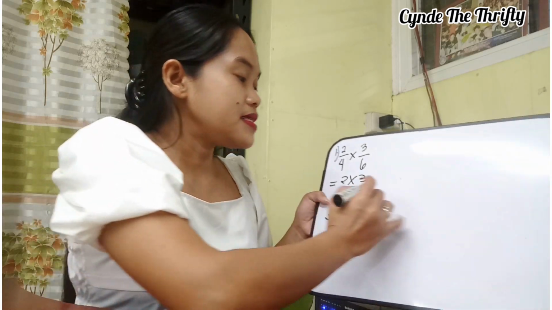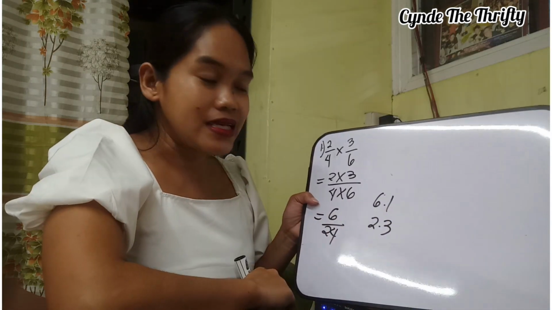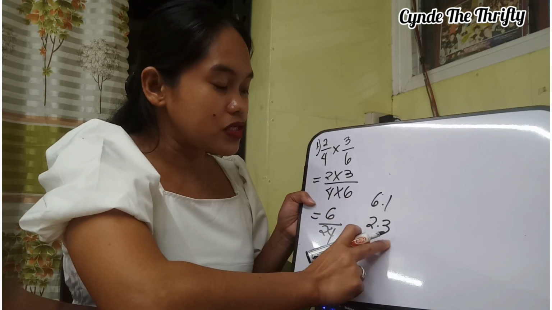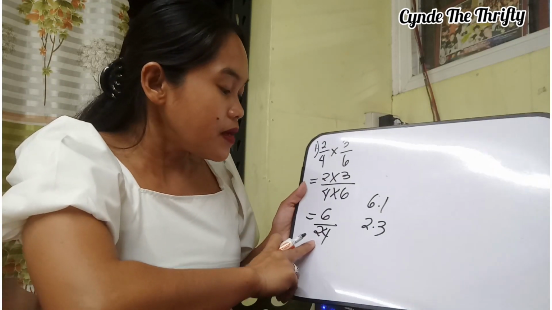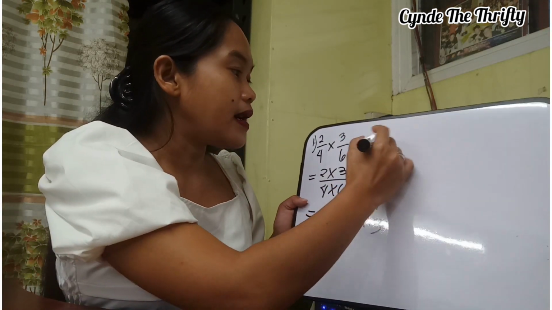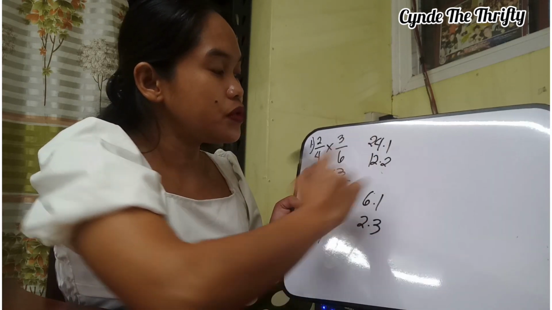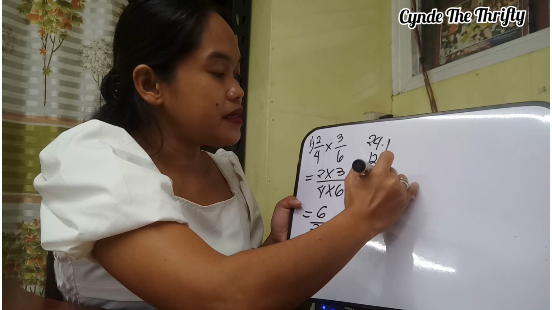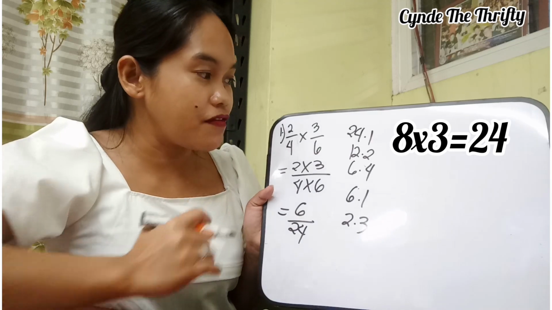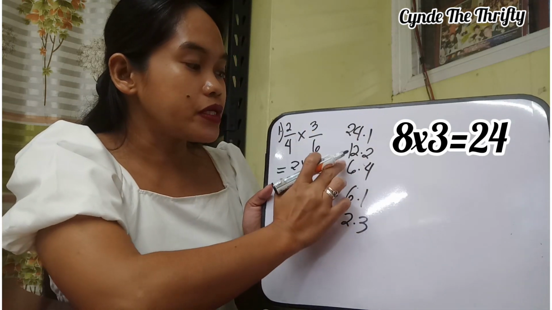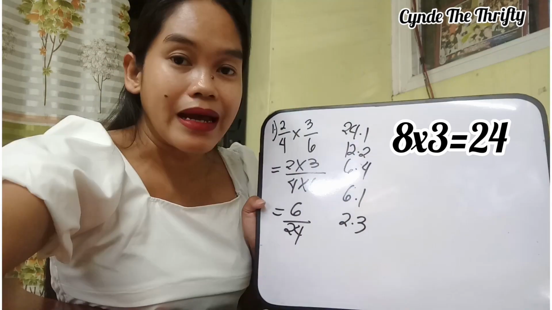So, for example, si 6. Si 6 is 6 times 1 equals 6. 2 times 3 equals 6. So, dalawa lang. 6 times 1 and 2 times 3. Or pwede rin 3 times 2 or 1 times 6. Tapos, si 24 naman, ang factor ni 24 ay 24 times 1, 12 times 2, 6 times 4. Meron pa bang ibang factor si 24 na kapag i-multiply mo sila is ang answer 24. So, 24 times 1 or 1 times 24, 12 times 2 or 2 times 12, and 6 times 4 or 4 times 6. So, yun ang factor ng 24.